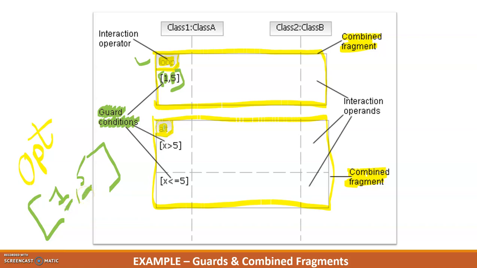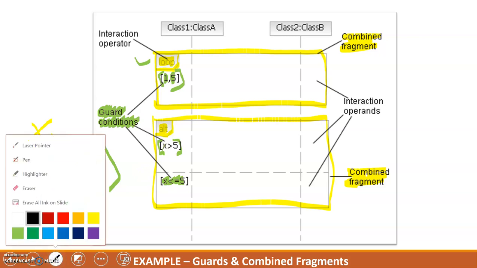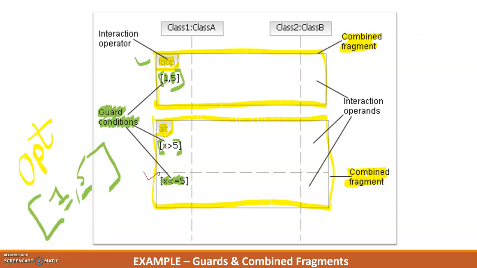If we have the alternative, we have multiple conditions, right? So here you can see the square bracket, inside the square bracket we have x greater than 5. Here we have x less than or equal to 5. Multiple conditions can be there. But keep in mind, all the conditions need to be separated with a dashed line, right? This dashed line is mandatory, right? You can see this dashed line, right? So this is all about the combined fragment.